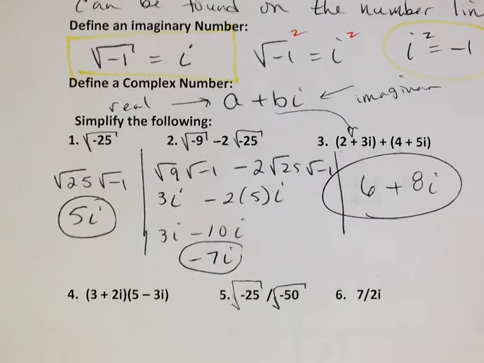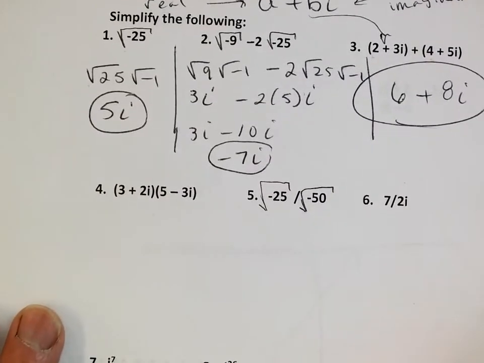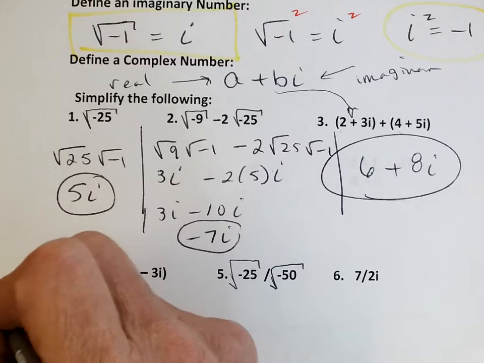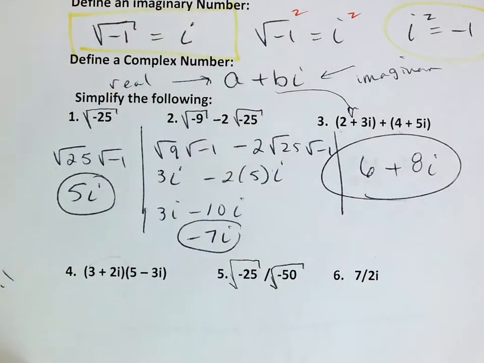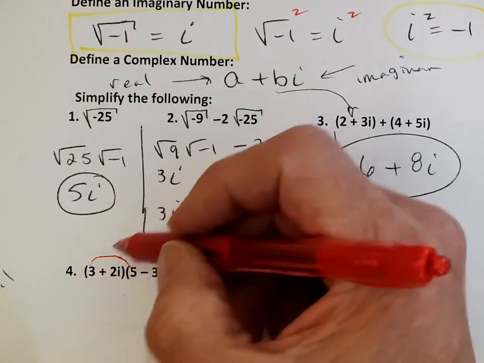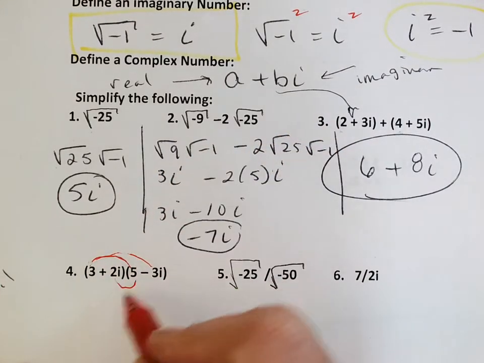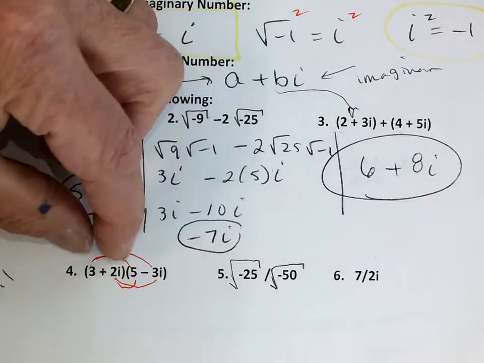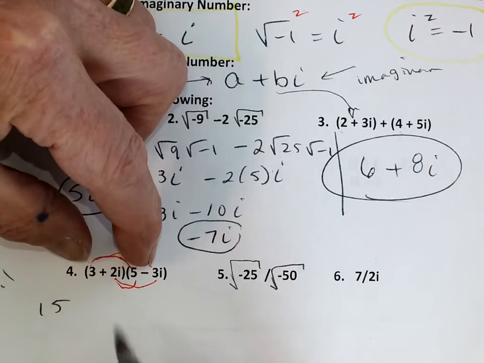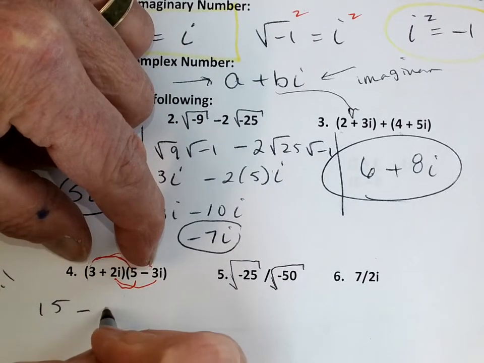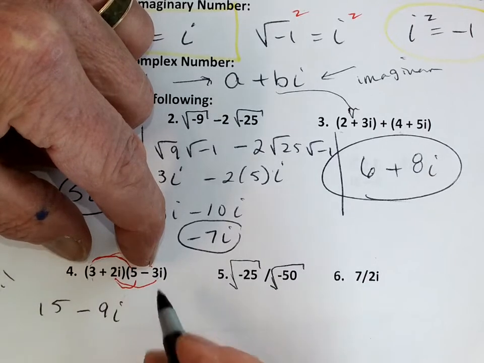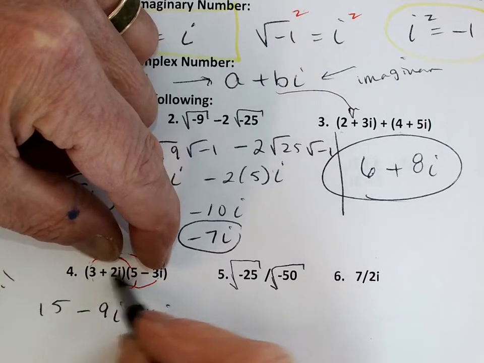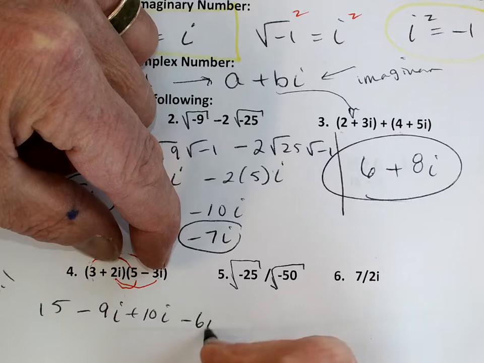Now number 4 is going to have a trick in it, but we're smart. We'll see it. So let me go ahead. I'm going to FOIL it, or double distribute. I'm going to go 3 times 5, 3 times -3i, 2i times 5, and 2i times -3i. I'm just going to FOIL it out, multiply it out. So 3 times 5 is 15. 3 times -3i is -9i. 2i times 5 is a positive 10i. And then 2 and -3 makes a negative 6i squared.